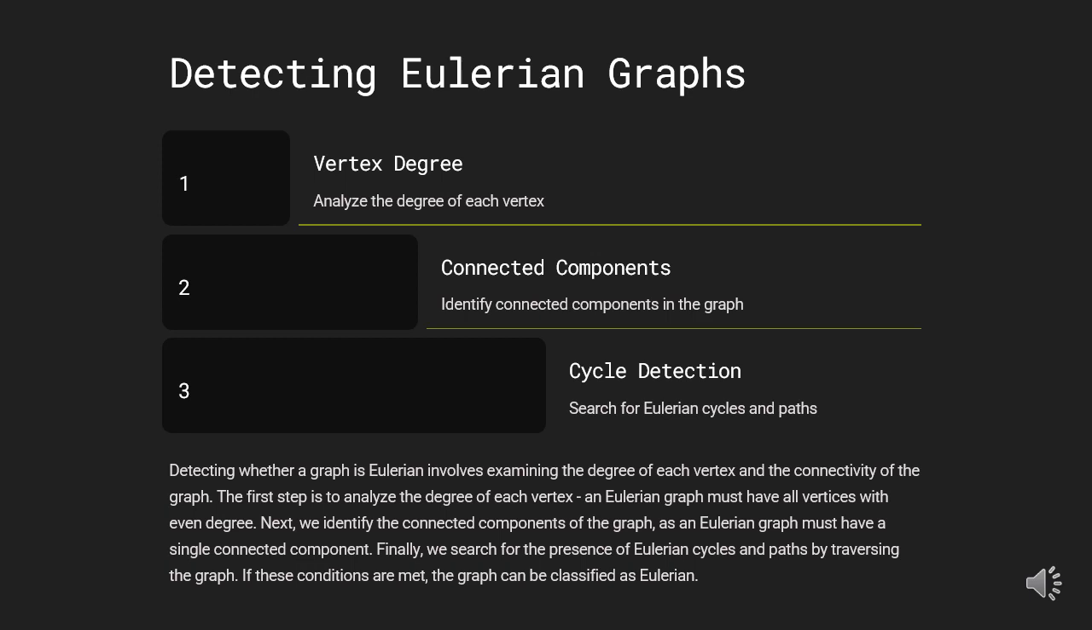A graph is Eulerian if all vertices have even degree. A graph contains a semi-Eulerian trail, an open trail that includes all edges one time. A graph is semi-Eulerian if exactly two vertices have odd degree.